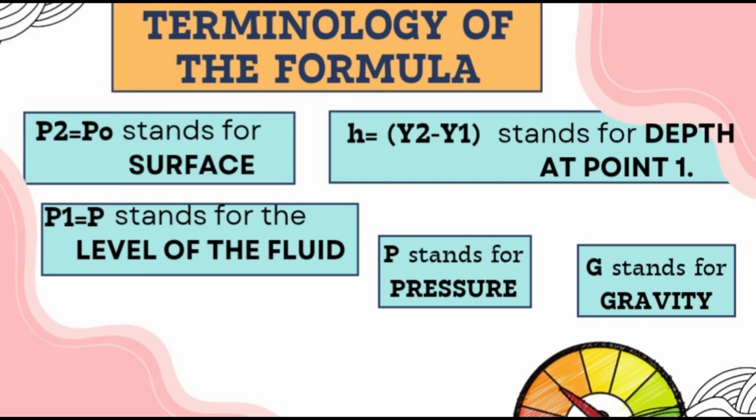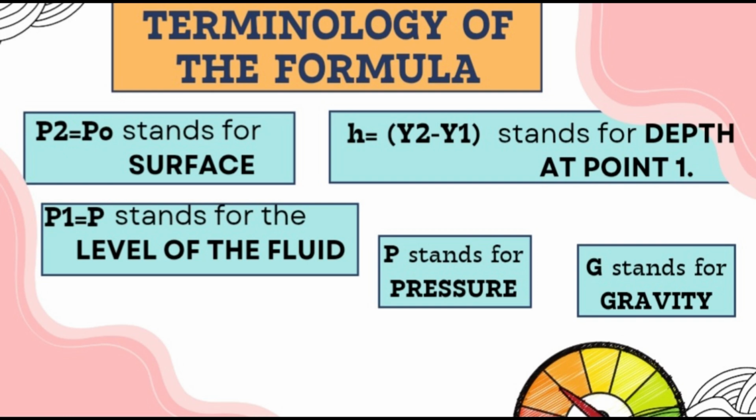Before we proceed to the direct formula, we need to know the terminology of the formula. The formula we are discussing relates to the pressure exerted by a fluid at a given depth. Let me define the key terms. We have P sub 2 equivalent to P sub 0, which represents the pressure at the surface of the fluid, typically called atmospheric pressure. Second, we have P sub 1 equivalent to P, which indicates the pressure at a level within the fluid.